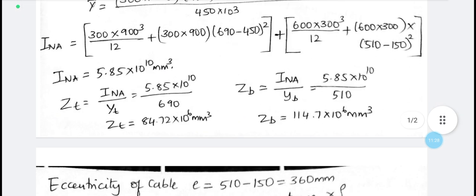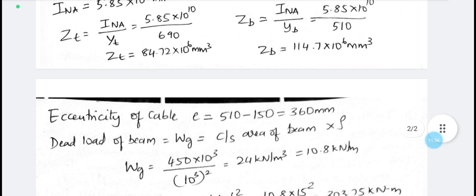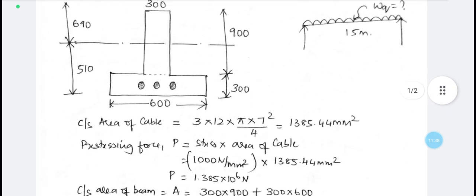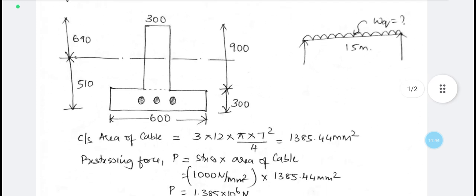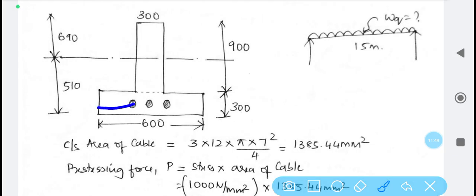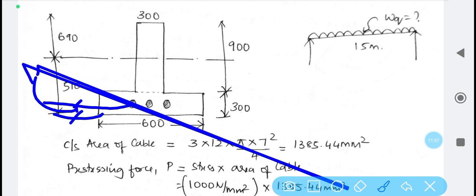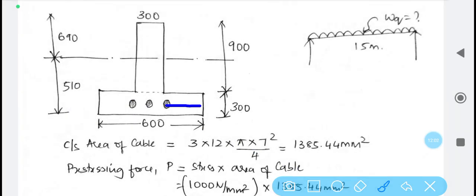Soon after calculating the section modulus and moment of inertia, we need to determine the eccentricity of the cable. In the problem statement, it is given that the cables have been located at a distance of 150 mm from the bottom. And then what is the eccentricity? The cables are located at 150 mm. So this is the bottom fiber, and the distance between these two is 150. So from the center of the cable to the bottom fiber, it is 150.